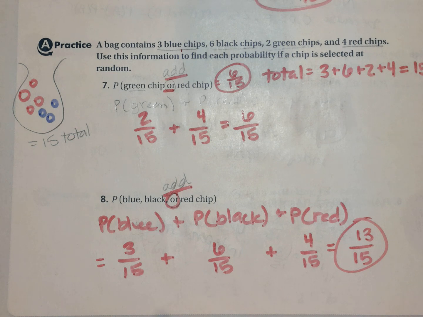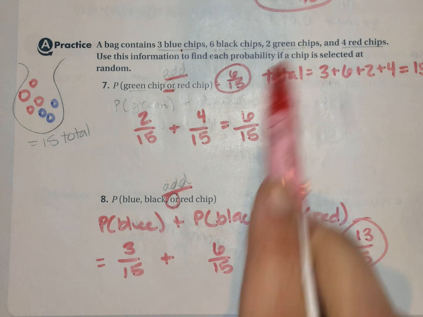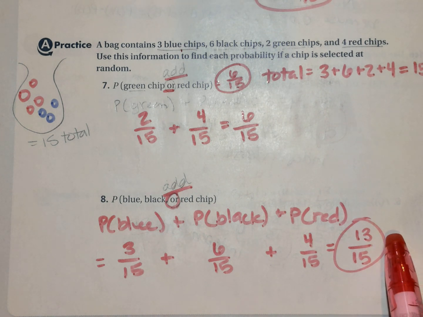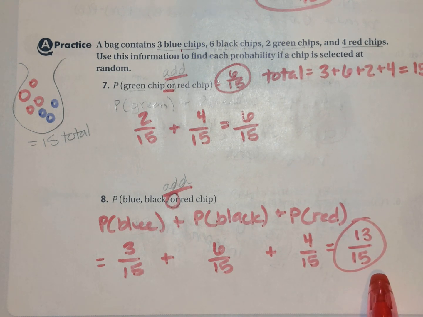Pretty likely that you would get blue or black or red. The only other color is green, and there's only 2 of them, so it makes sense. A probability that would be over 1 wouldn't make sense. So if I maybe got 17 out of 15, I would know I must have added wrong or something, or maybe I wrote a number wrong. So just always think about it, does it make sense?